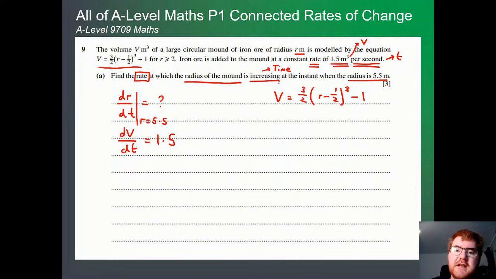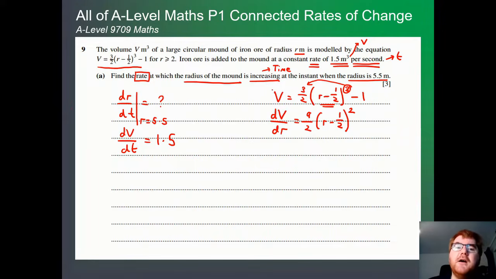The first thing I'm going to do here is actually work out another derivative from this information. I'm going to work out dv by dr, because we have v and r in the equation. If I differentiate this, again, you should know these rules really well by now. We take the 3, we bring it to the front, so 3 over 2 times 3 is 9 over 2. If we differentiate the bracket, notice we just get 1, so that doesn't change anything. So we can still leave this as r minus a half, nothing comes to the front here. And we reduce the index by 1, that gives us a 2. Remember, if we differentiate minus 1, that goes to 0.